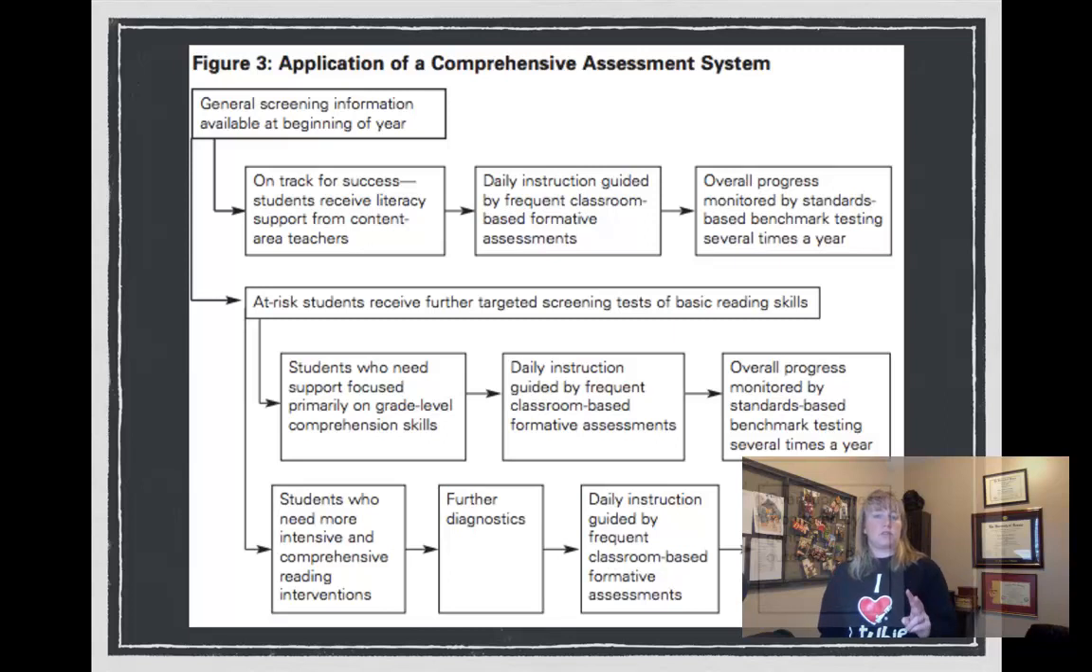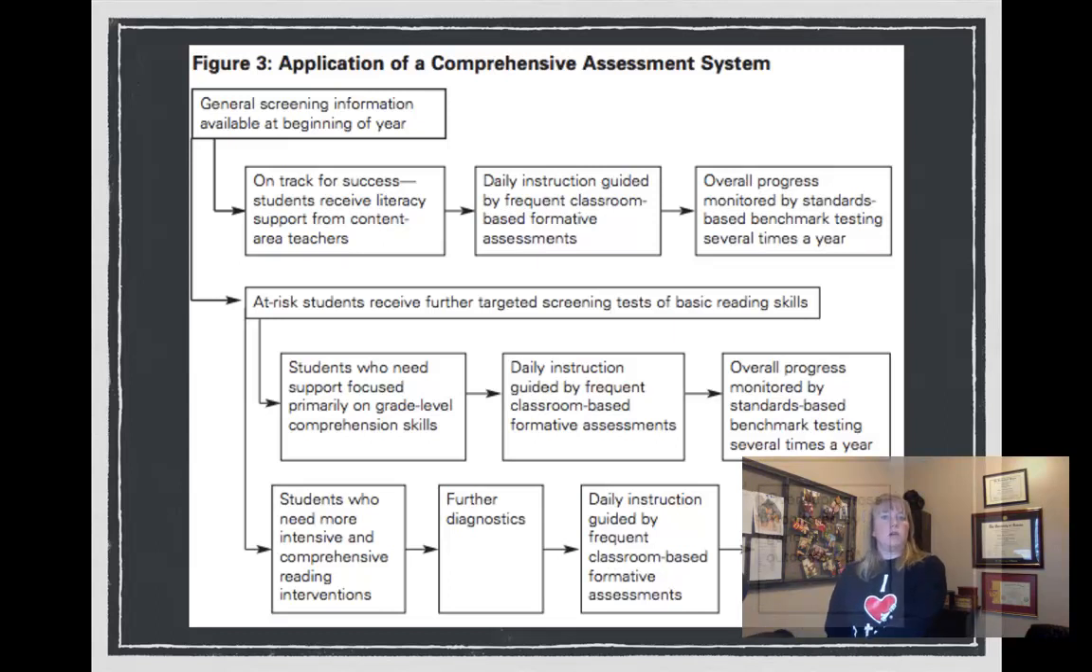Okay, at-risk students have two places they can go. One is we identify those at-risk students as those needing further targeted screening tests. One group of students is going to be those who need support focused primarily on comprehension. So they're in the general ed classroom, they just need some comprehension assistance, and they're going to get that through daily instruction monitored with those formative assessments.